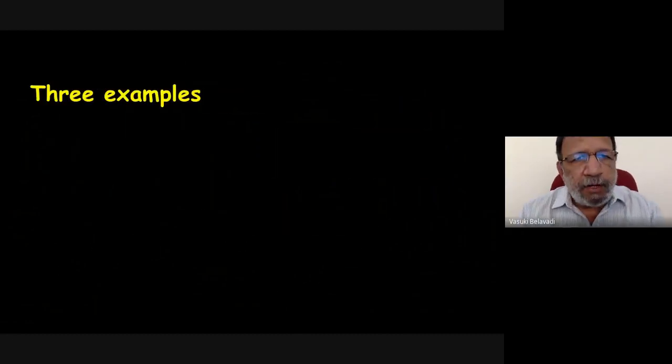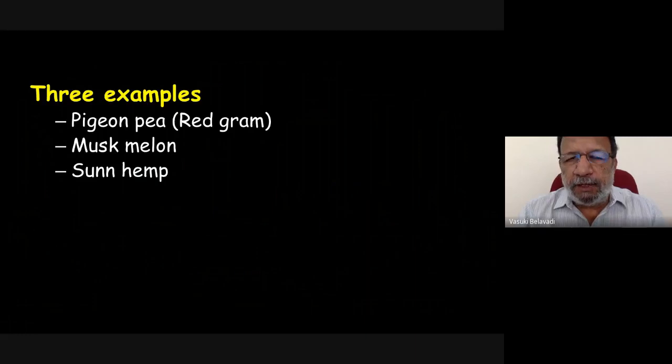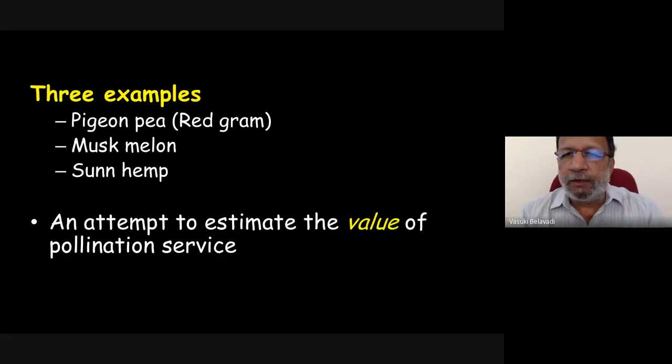Now, to tell you about the importance of bees as pollinators and why we need to conserve them, I use three examples on which we have worked. My group has worked more recently to drive home the point of the importance of these bees as pollinators: pigeon pea, muskmelon, and sunhemp. These are the three crops that I am using. The reason is, except muskmelon, pigeon pea and sunhemp are pollinated by solitary bees, mainly megachilids, and muskmelon is pollinated by honeybees. So we know that solitary bees also are important.